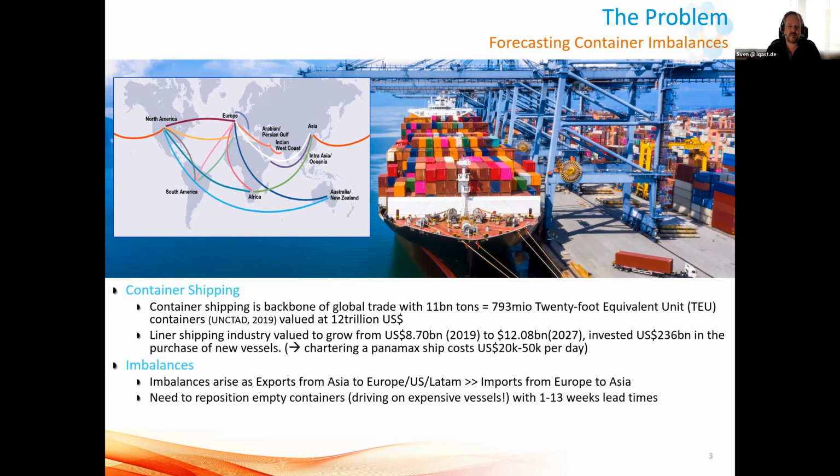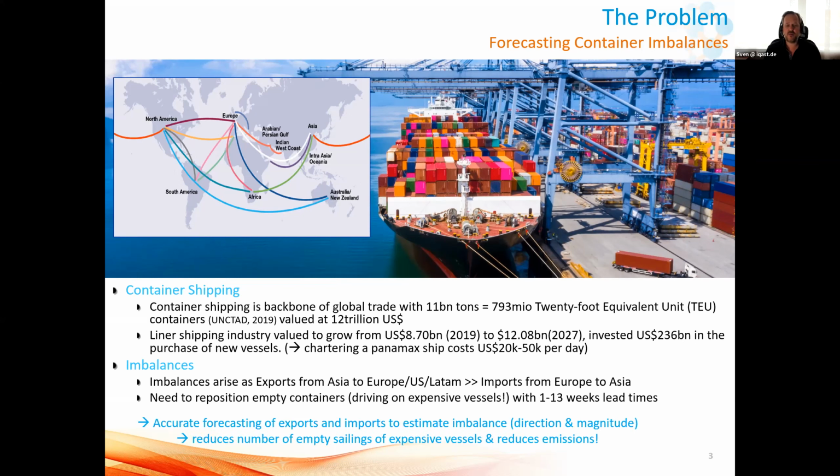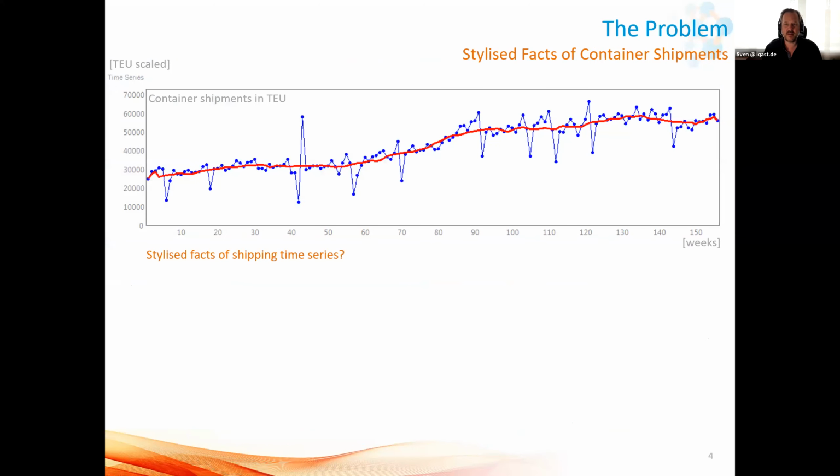So imbalances are an important thing. We need to rebalance these containers, and that's what we need to do. So accurate forecasting is important, and we want to reduce the empty sailings of expensive vessels, and maybe we want to reduce costs, maybe we want to reduce emissions, depends on how you want to spin this.